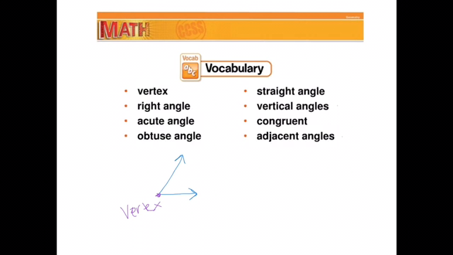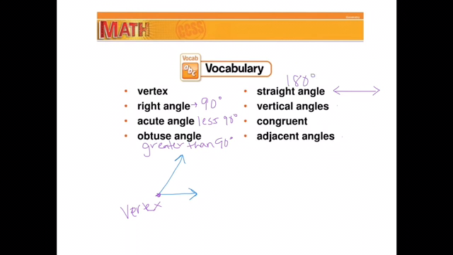For example, a 90-degree angle is a right angle, and that's probably something you guys have already been told before. An acute angle is something that is less than 90, so less than 90 degrees. And then an obtuse angle is going to be greater than 90 degrees. Now a new angle that we sometimes hear about is what's called a straight angle. A straight angle is just that. It's going to be a straight line, which means it's going to be 180 degrees.